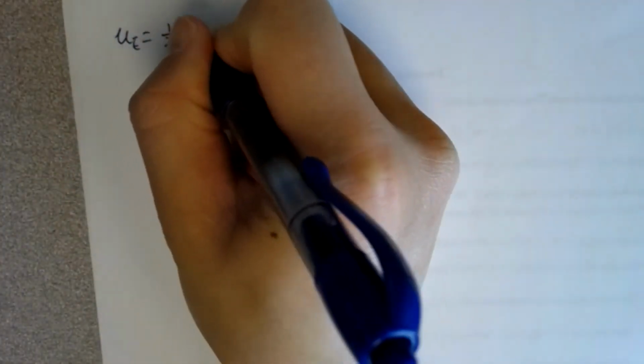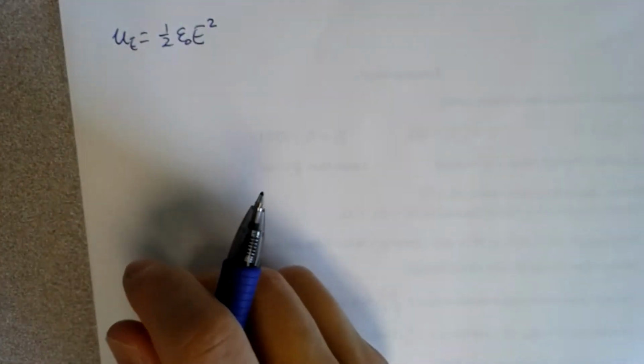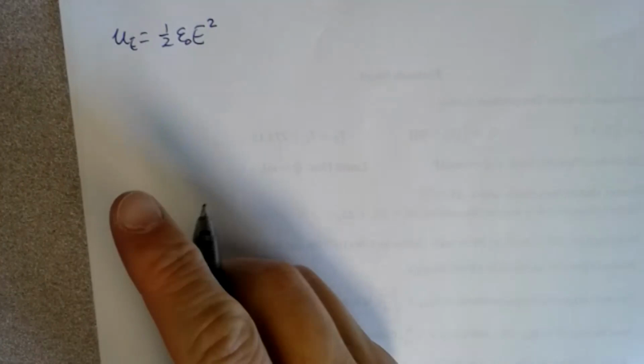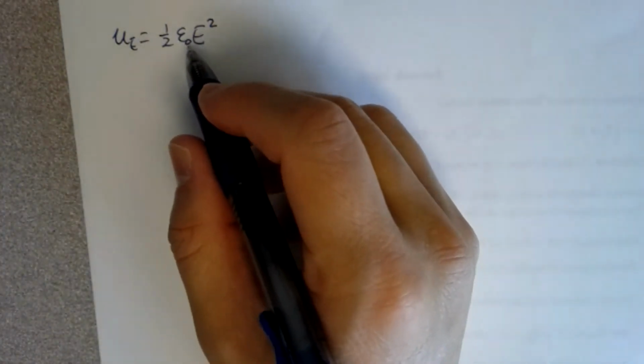So we are looking for the energy density, small u sub E equal to 1/2 epsilon naught electric field squared. So the only goal here looks like is to find the electric field, right? Because this is a constant.